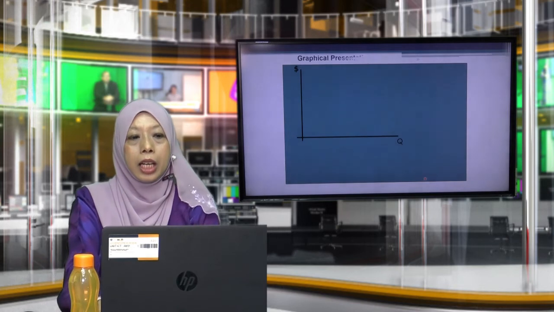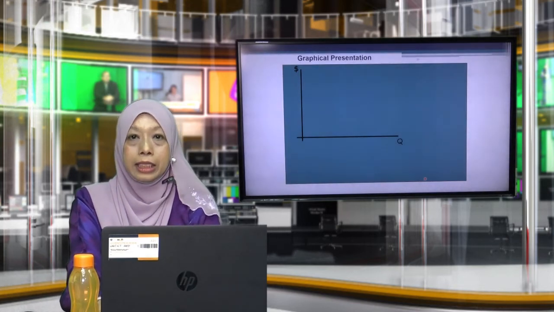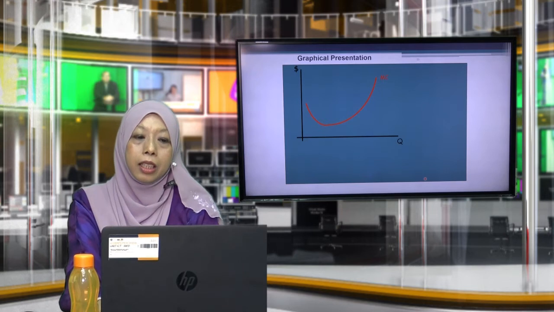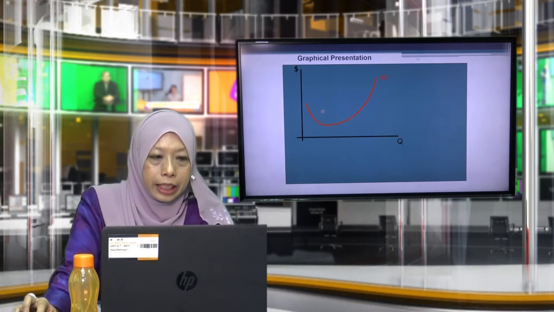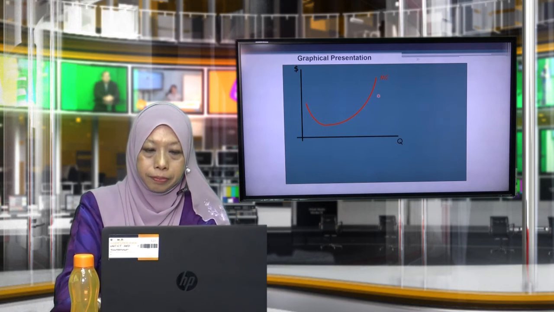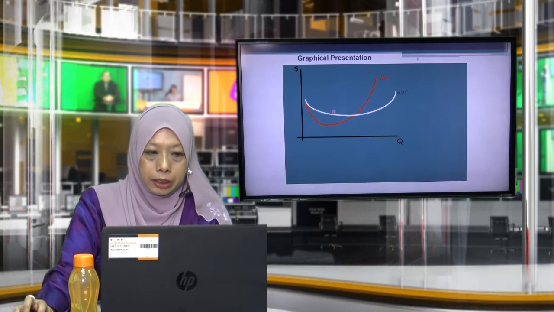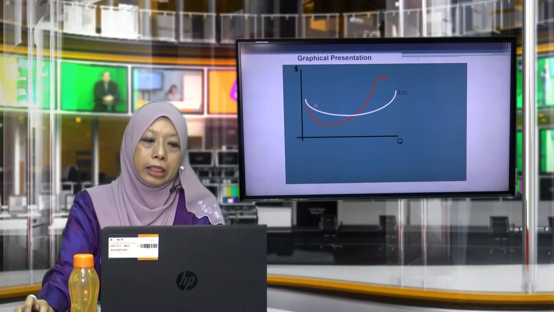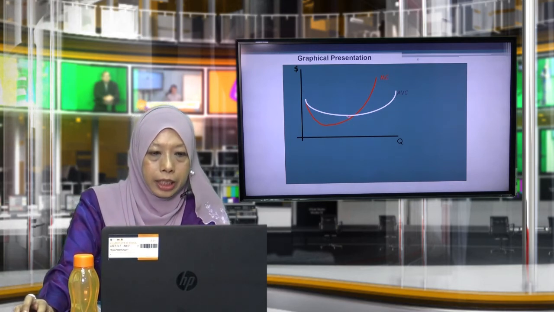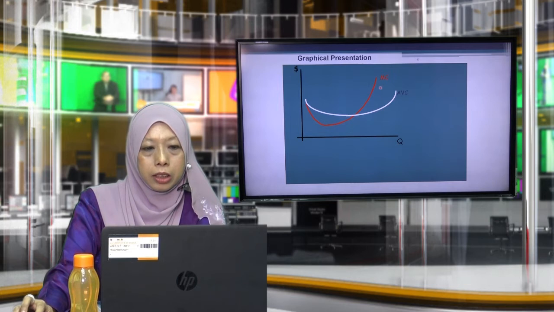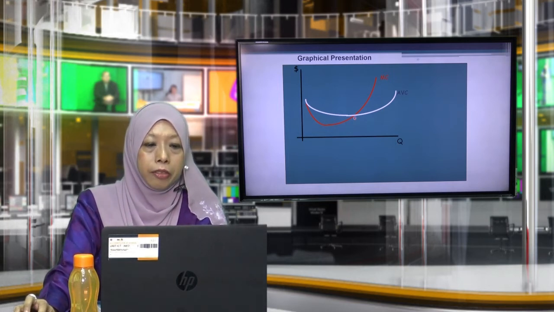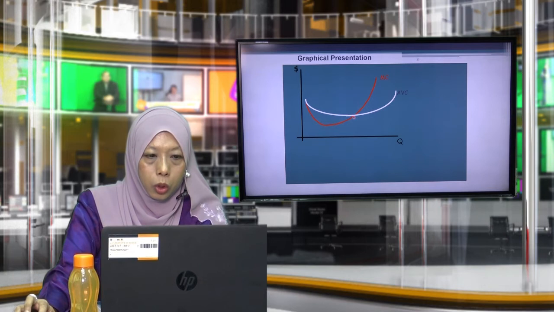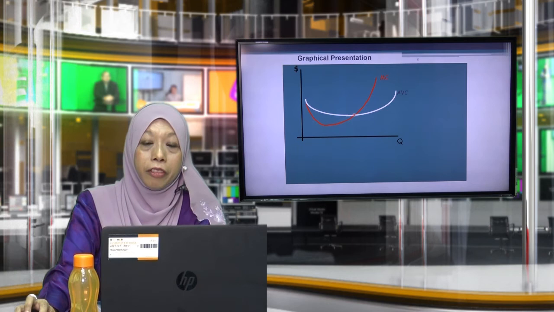So let us look at how we actually sketch the three curves. This is your marginal cost curve. As you can see, it is U-shaped. The second curve that we draw here is the average variable cost curve. As you can see, the shape is also a U-shaped curve. Notice that when we draw the average variable cost and marginal cost curves together, you have to make sure that the marginal cost always intersects the average variable cost at the minimum point of average variable cost.